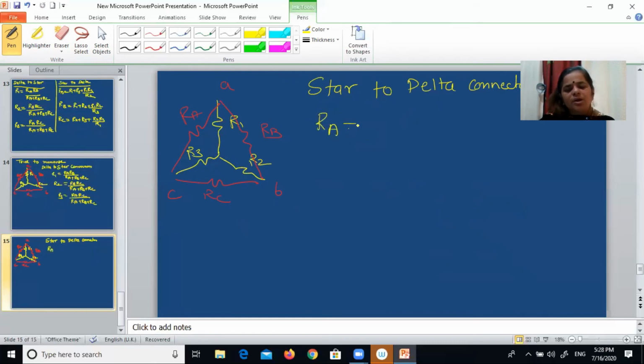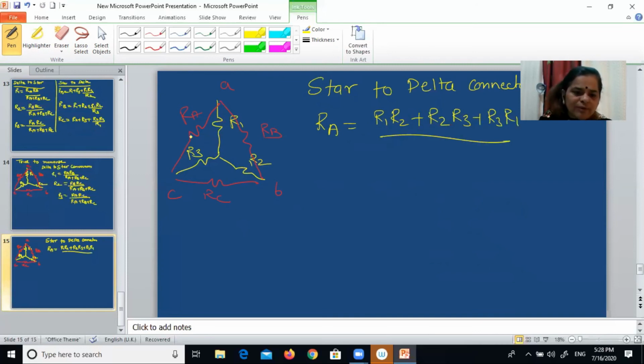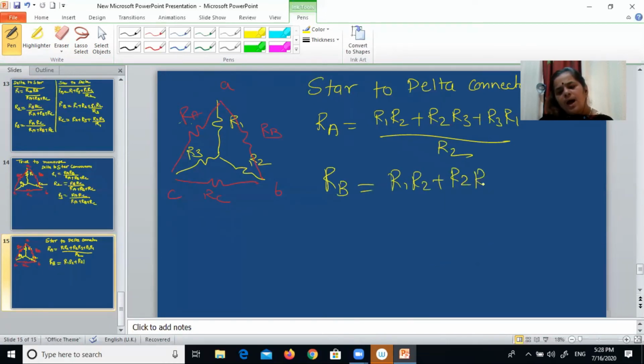So RA will be R1 R2 plus R2 R3 plus R3 R1. This will be the same for all. Now when I am calculating this RA, the opposite diagonal element of the star is R2, so you have to divide by it. Similarly RB, that is R1 R2 plus R2 R3 plus R3 R1.